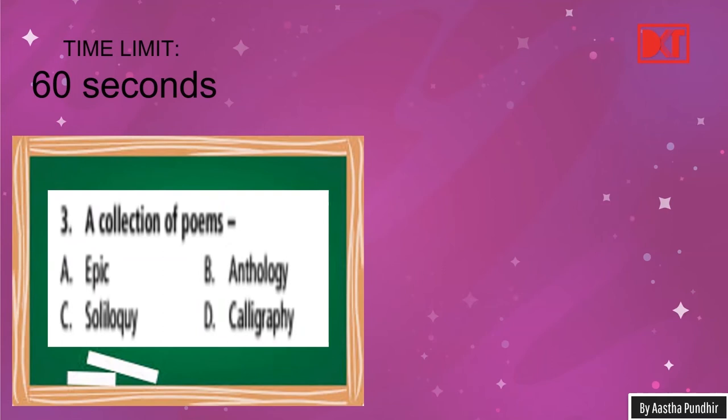Here we have a collection of poems. The options are epic, anthology, soliloquy, or calligraphy. A collection of poems is called an anthology. The other options: epic is like a tale, a fable. Soliloquy is a sort of monologue, which actors do for practicing, speaking their thoughts aloud. Then we have calligraphy. Calligraphy is the art of beautiful writing.